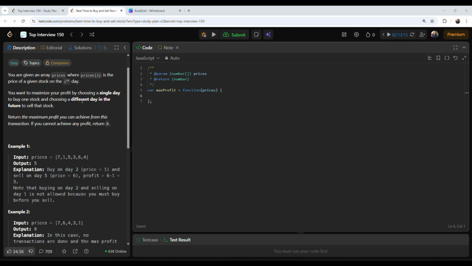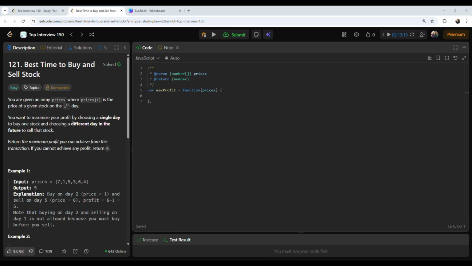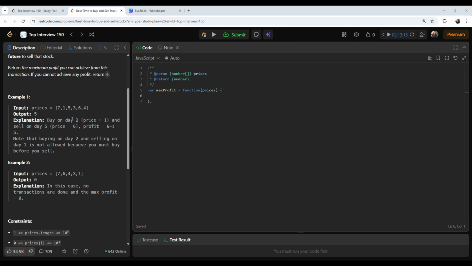Okay, but there are a few things you have to keep in mind. We have to maximize the profit. In order to maximize the profit, the basic thing you can do is buy something at a lesser price and then sell it at a higher price, right? This is called the complete cycle, buying and selling, and you have to make sure that you buy and then sell. The buy process is going to precede the selling process.